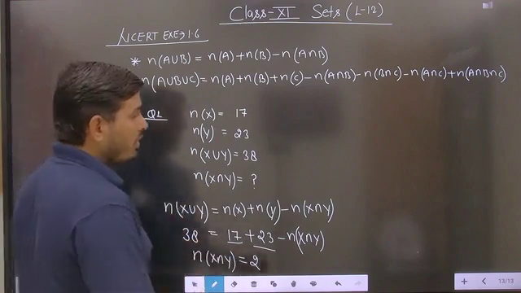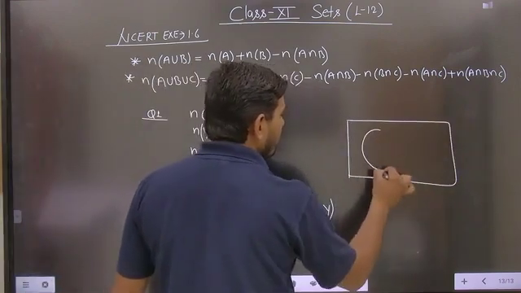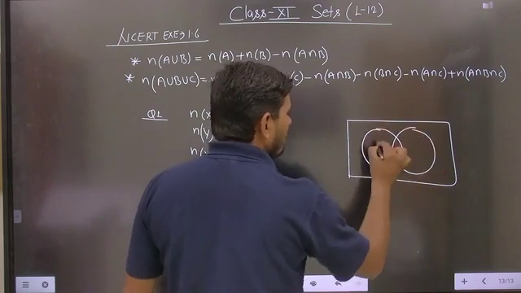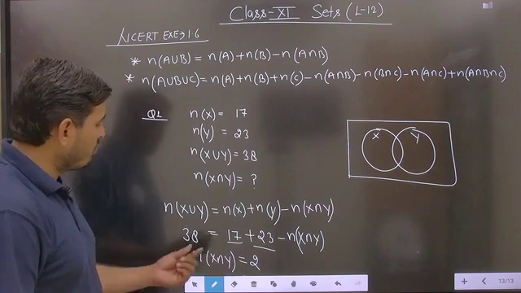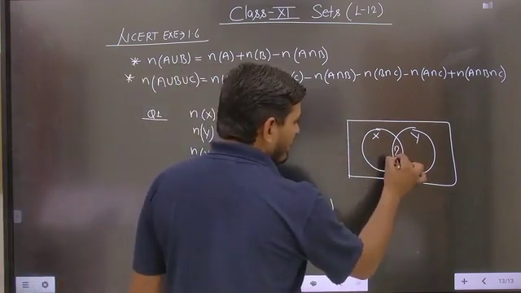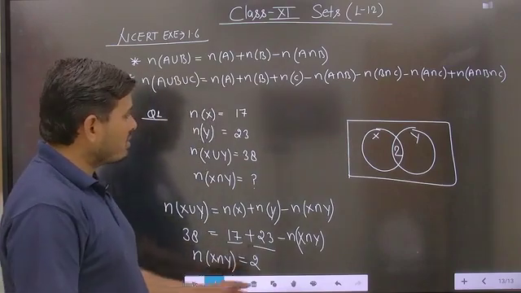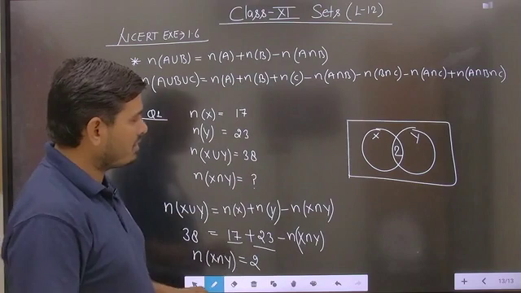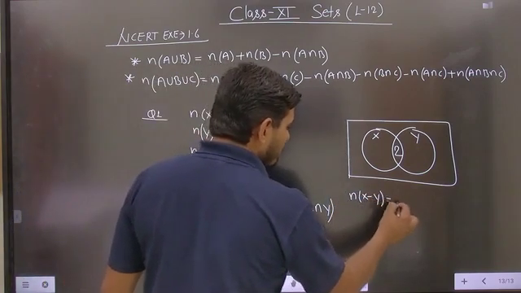Now this particular data can also be represented with the help of a Venn diagram. So you can make the Venn diagram. Suppose this is the set x, and this is the set y. We say that x intersection y, this common part, has two elements. Now you can see the answer for only x. So the number of elements in x minus y, that means only x.